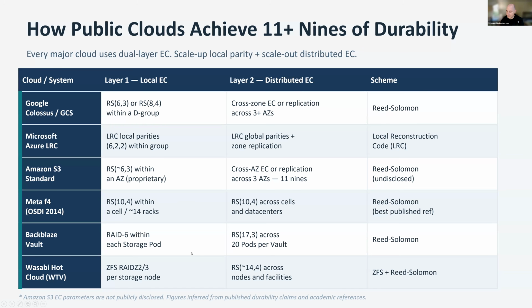A good example of a double layer technique is Wasabi. Here you can see they're using a 14.4 across the nodes and facilities, and then underneath they're using a local ZFS. But this double layer technique is used pervasively across the industry. All your public cloud storage is using this kind of technique.